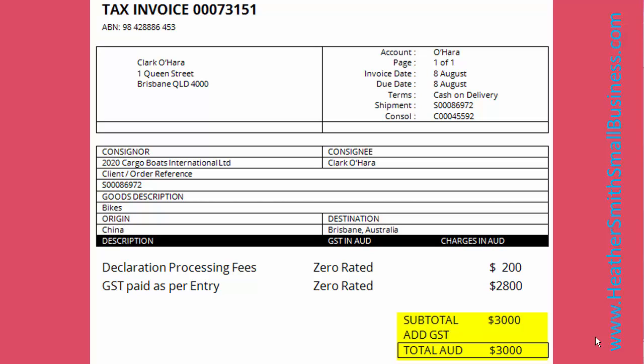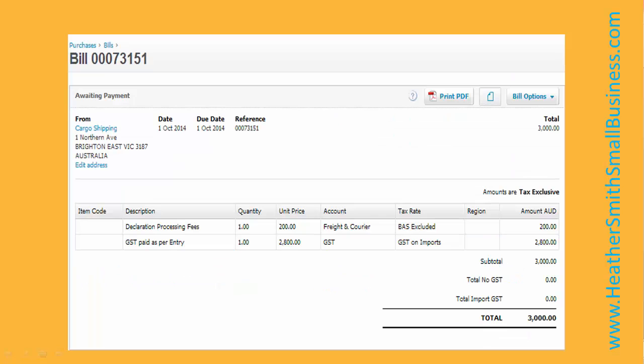However, the total value of the invoice is $3,000, and of that, $2,800 is GST. So we need to declare that full amount as GST, because that's money that's actually going to come back into the business. So it's really important that we correctly process it so it will flow through into the BAS properly. This is how I process the bill in Xero.